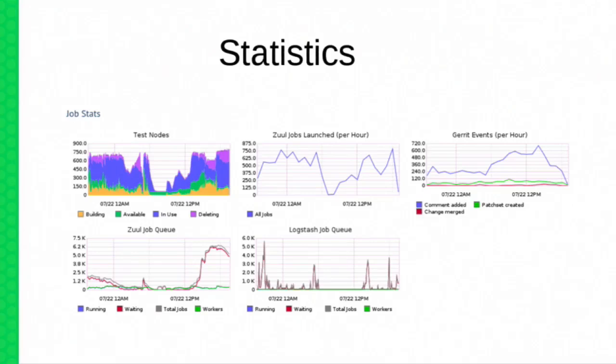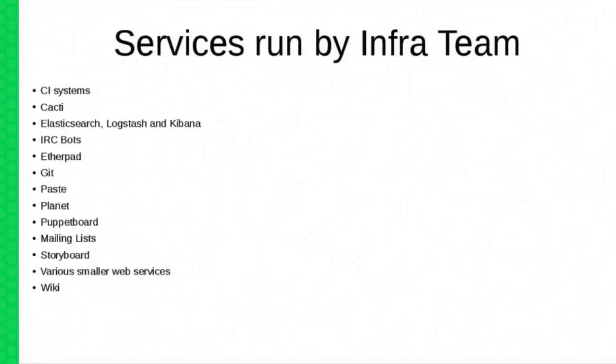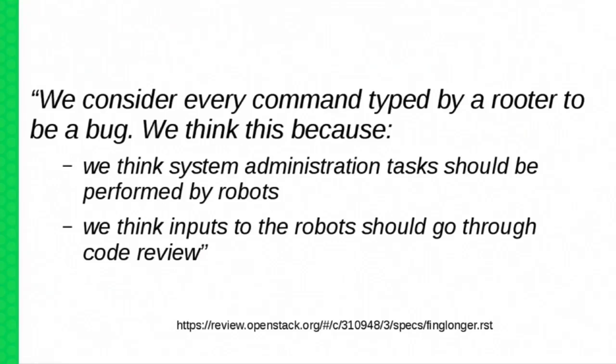So how do you system administrate something that big and that large? The infra team is responsible for all the CI systems, but also for monitoring tools like Cacti and logging tools, IRC bots, Etherpad, all the infrastructure runs in Puppet and so on. So responsible for everything. And it's a distributed team of, I think right now, roughly 10 admins that work some in the US, some in Australia, some in Europe.